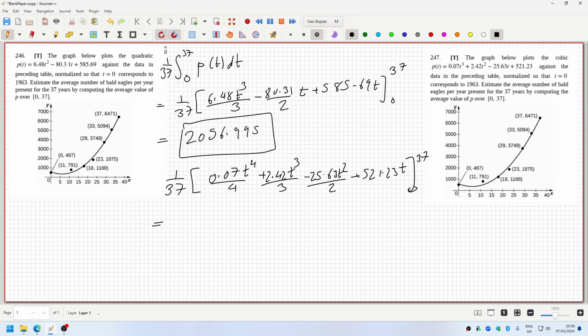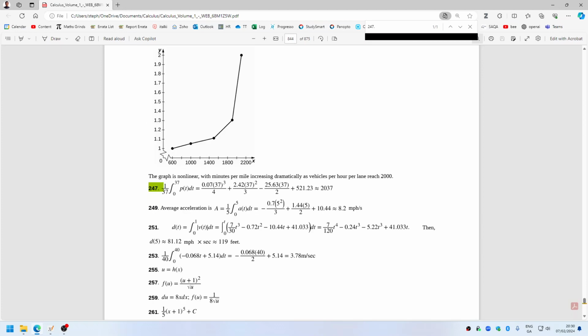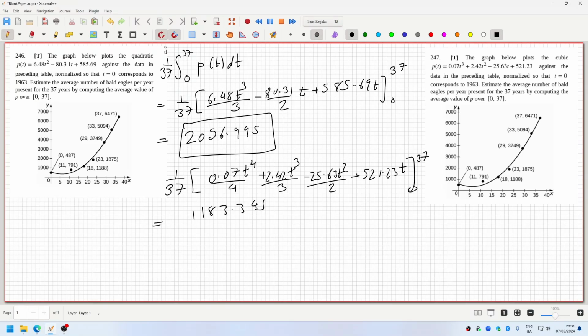Okay, that one comes in. Oh, much less. 1,183.345. I wonder if I've made a mistake. Let's see, I can check for 247. That seems suspiciously small. I must have mistyped something, and I did mistype. I got a power wrong here, I wrote this power in wrong on the calculator. So now when I type it in, that is 2037.829167.